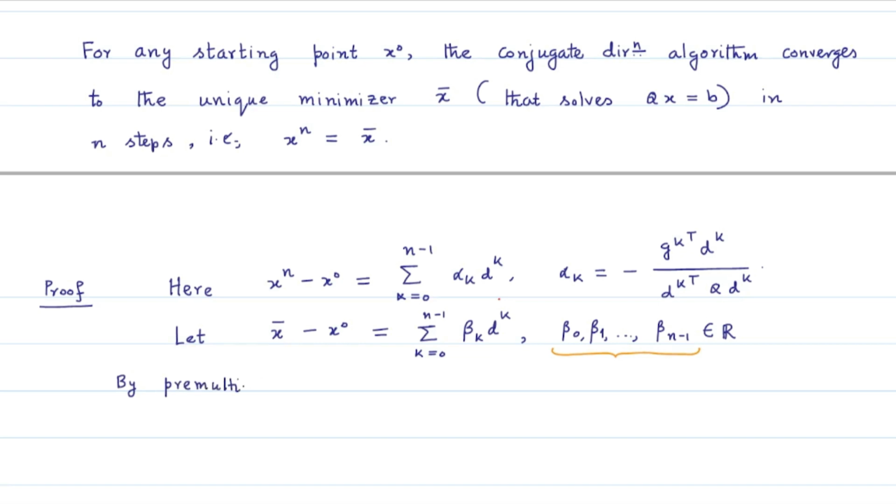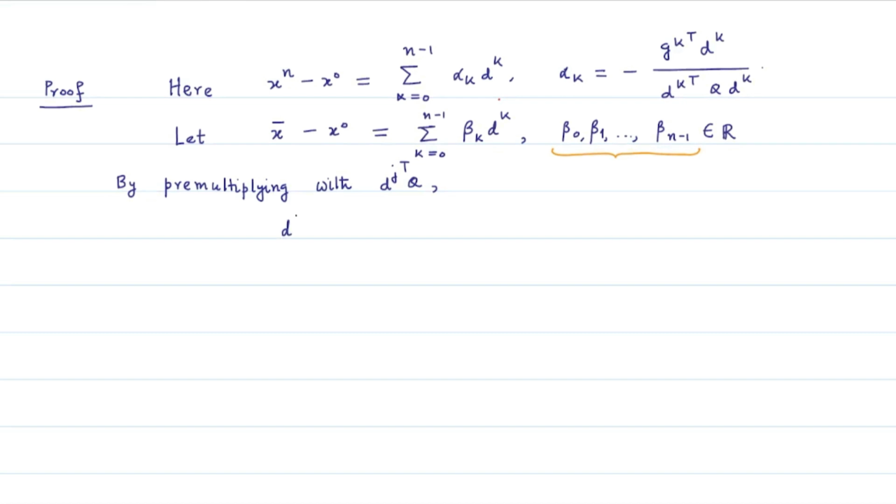and by pre-multiplying with dj transpose q on both sides of this equation, we see that we are going to get dj transpose q times x bar minus x naught is equal to, on the right hand side, beta j times dj transpose q dj. We will be left with only this expression because these vectors dk's are q conjugate.